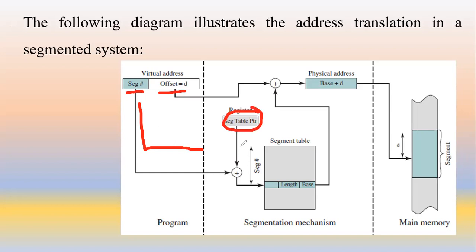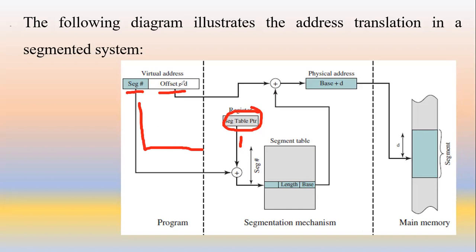Once we add, whatever we get, we use that to be able to move to our segment table. And we use what we have gotten as the index to give us the length and the base of our segment.